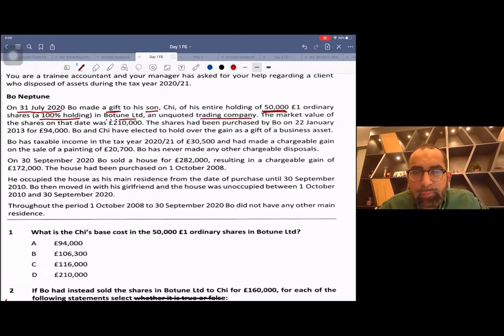So we have seen all conditions have been met. Now listen, as this is an unquoted company, we are discussing gift relief, so we don't need to check the holding percentage. Yes, for quoted companies, 5% is a must. But for unquoted companies, there is no need of 5%. Okay, please don't sleep. Just think you are attempting a question now. The market value of the shares on that date was 210,000.